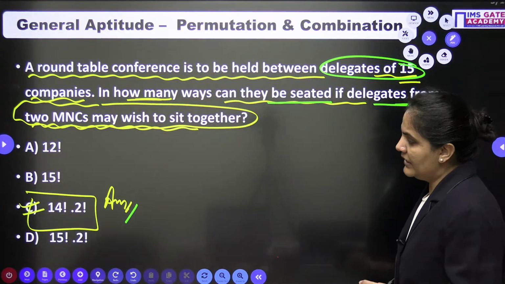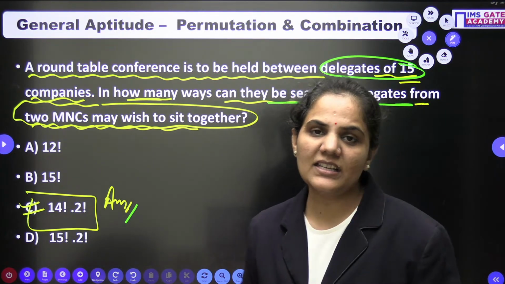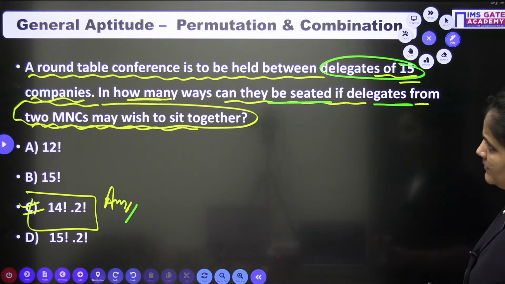Okay, so the answer is option C for Chennai. I hope this is clear to everyone. So very easily we can approach these types of questions, bachcho.